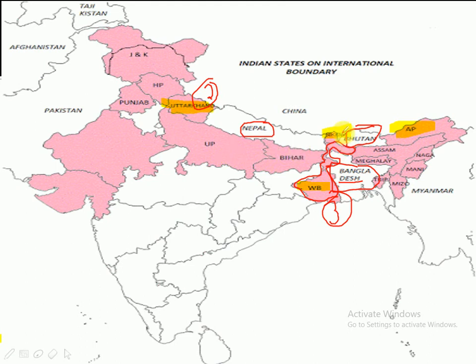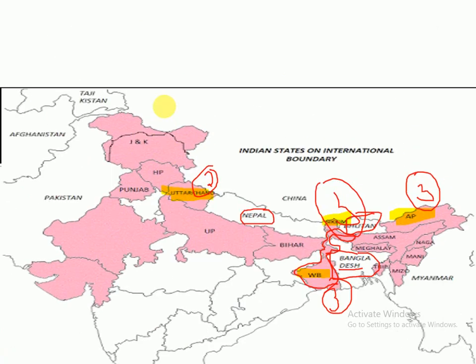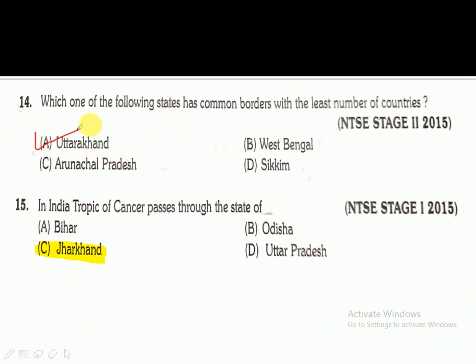Then Sikkim: Bhutan, Nepal, China, three countries. Arunachal Pradesh: Myanmar, Bhutan and China. So three countries. All except Uttarakhand share three international boundaries. So the answer to this question is Uttarakhand.